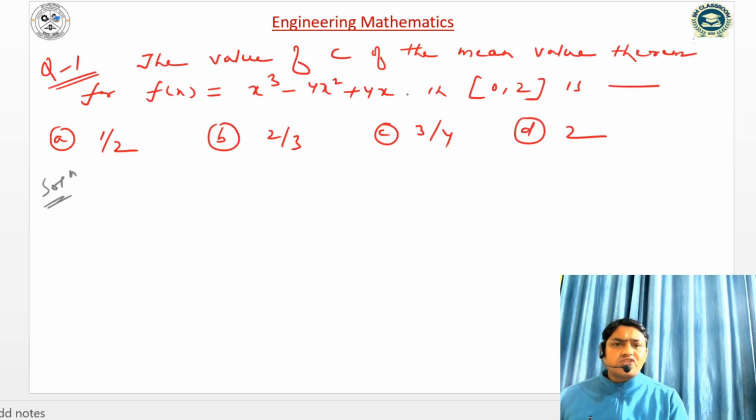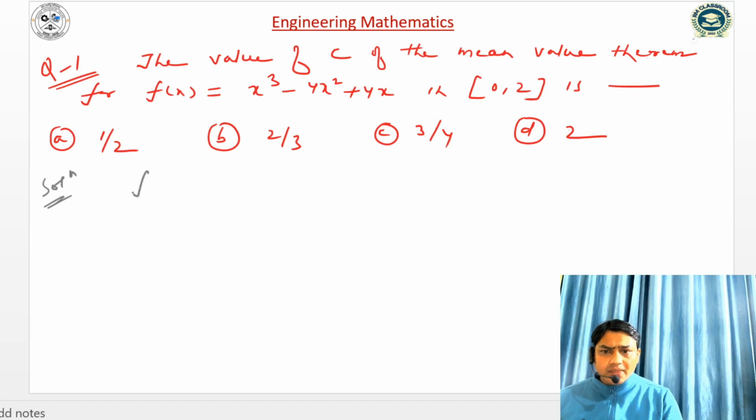So the value of c of the mean value theorem for f(x) equal to x cube minus 4x square plus 4x in the closed interval 0 to 2 is. Firstly, we have to think about which theorem we have to apply, either Rolle's theorem, Lagrange's theorem, or Cauchy's mean value theorem. So firstly we have to check.